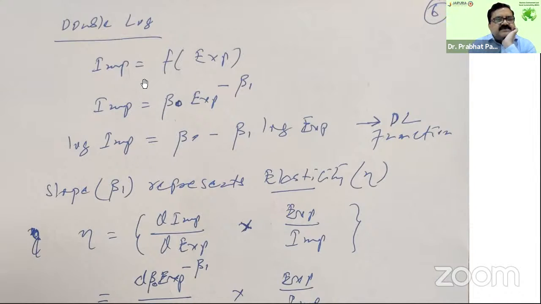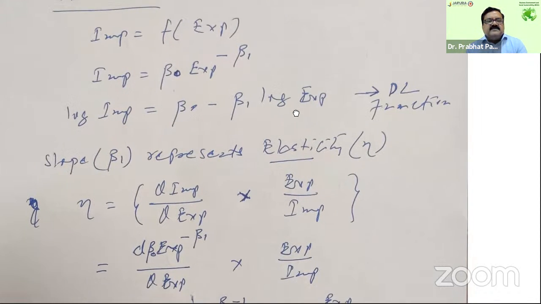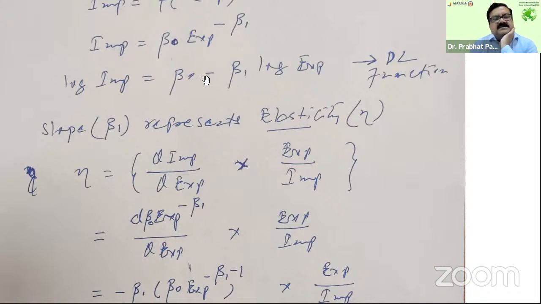So in double log, the impression is a function of advertisement expenditure, and impression is a kind of non-linear formulation. That is, impression equals beta 0 times expenditure to the power minus beta 1. And if you take log on both sides, in order to convert it into a double log linear curve, then you have log impression is equal to beta 0 minus beta 1 log expenditure. So this becomes the double log function. This kind of formulation can be said to be a non-linear curve that, after taking log on both sides, has been converted into a log linear curve.